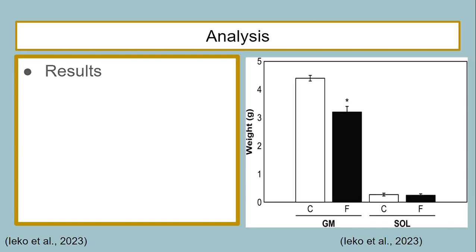The results of this experiment showed that fasting did not significantly change the weight of the soleus. I think there was about a 0.02 gram difference in rats that were fasted and rats that were not fasted. The rats that were fasted had an average soleus weight of 0.25, whereas rats in the control group had a soleus weight of 0.27 grams. So there was not a significant change in the weight of the soleus post-fasting.